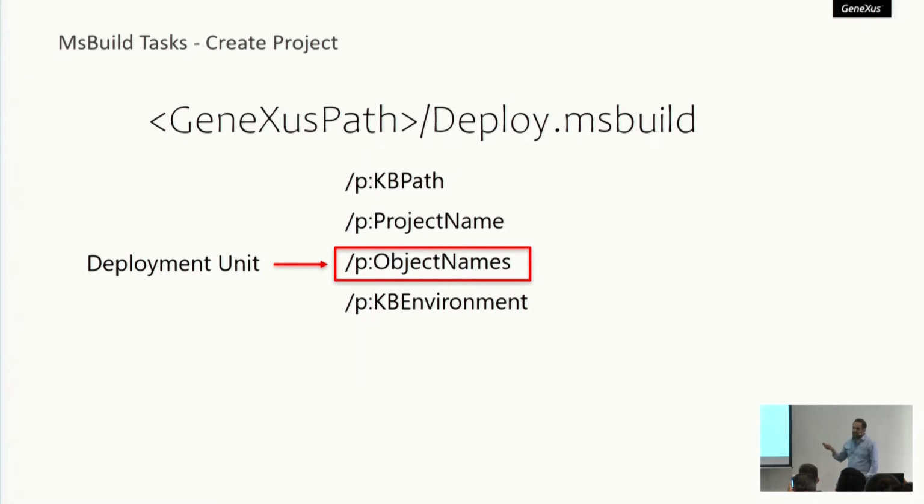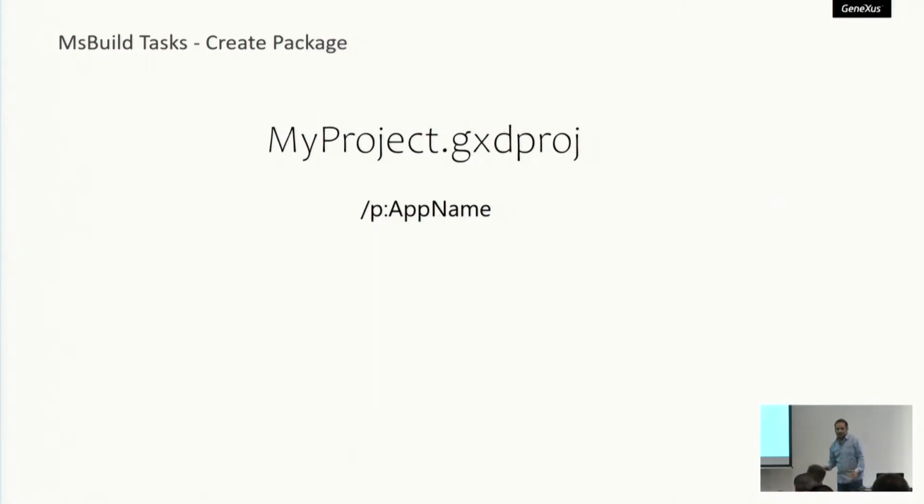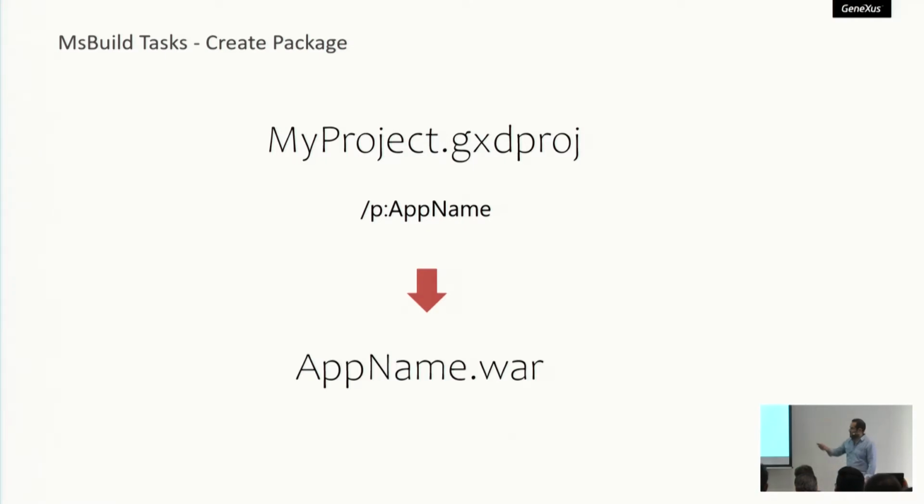Now, what's the output of this? There is a file which is .gxdproj with all the information in the file. It's an MS Build format that you have in that file, and that's the one we have to look into in the second part. That is, the second task in MS Build will be done with the file that we generated in the previous task. In that case, we're going to create a package, and this will generate the WAR. That's the name.